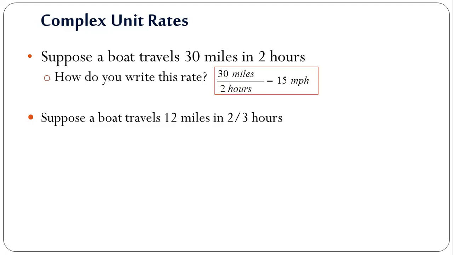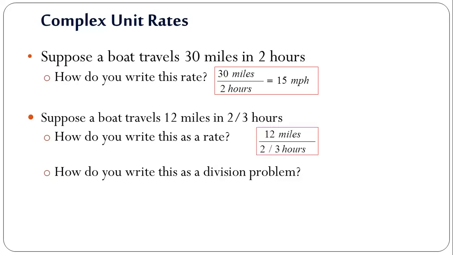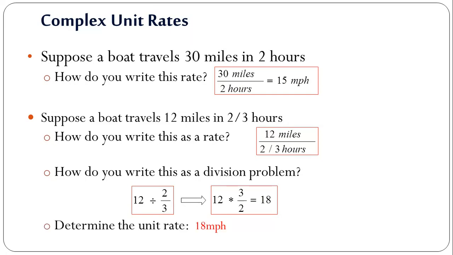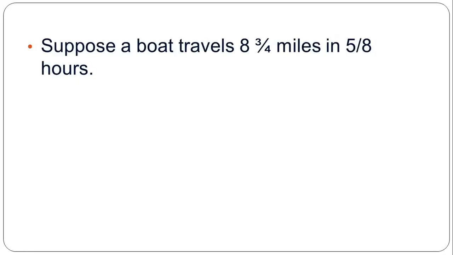Suppose a boat travels 12 miles in 2/3 hours. So how do you write this as a rate? How do you write this as a division problem? 12 miles yung ating numerator at yung denominator natin ay 2/3 hours. And that is 12 divided by 2/3, and that is 18. Kasi when we divide fractions, gagawin natin siya, i-reciprocal natin yun and then multiply to the other fraction or the whole number. So determine the unit rate, 18 miles per hour. Now, suppose a boat travels 8 3/4 miles in 5/8 hours.